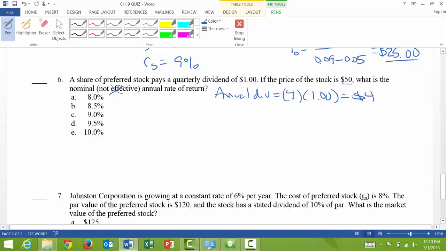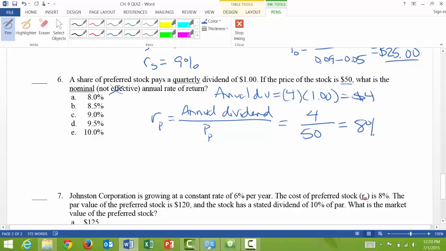And to find the rate of return for a preferred stock, it's just equal to the annual dividend divided by the current price of the preferred stock. So the annual dividend we got was 4 and the price is 50. So 4 divided by 50 is 8%. And we're not worrying about computing any effective annual rate, so this is the nominal rate.